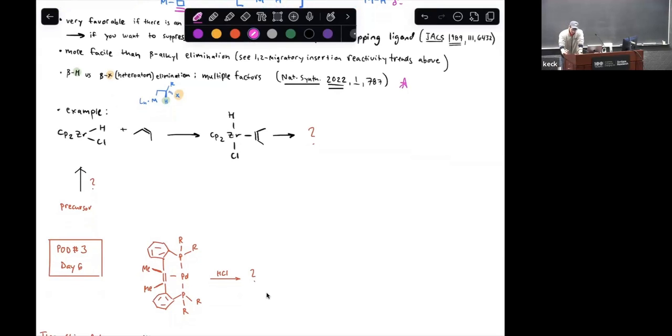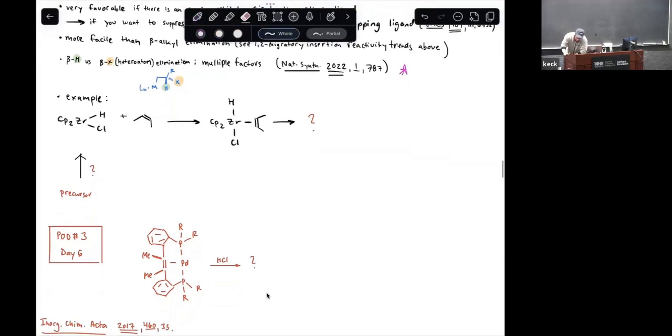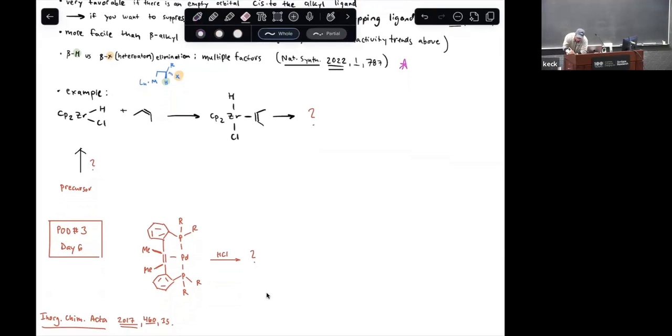Okay, let's now consider another example. This is a classical one. We're going to do some work with this interesting zirconium hydride complex, whose name is, anyone want to throw it out there? Schwartz's reagent, good.